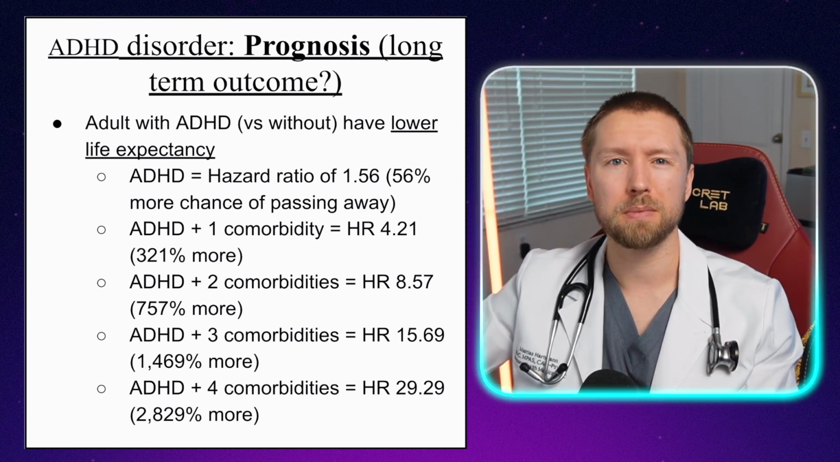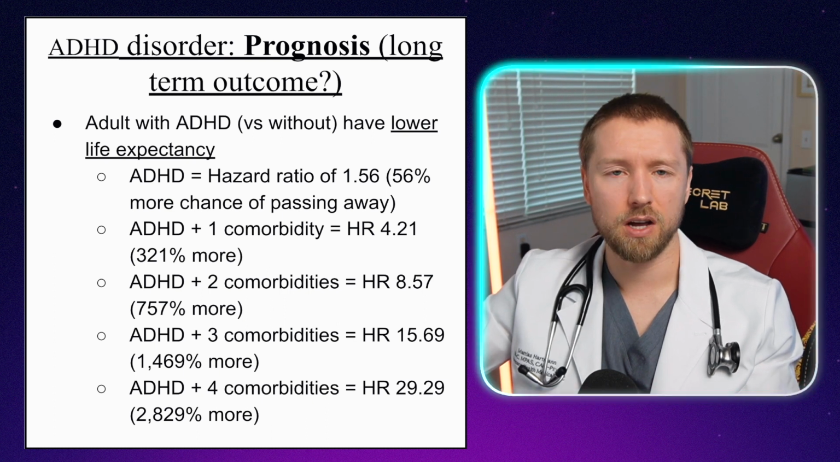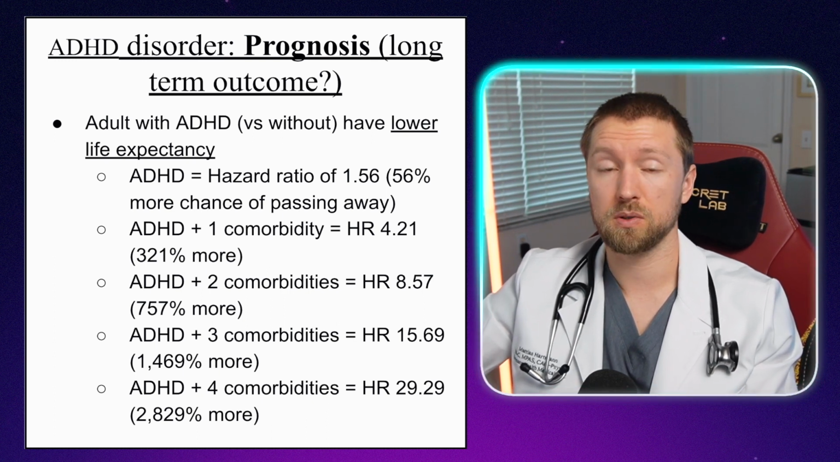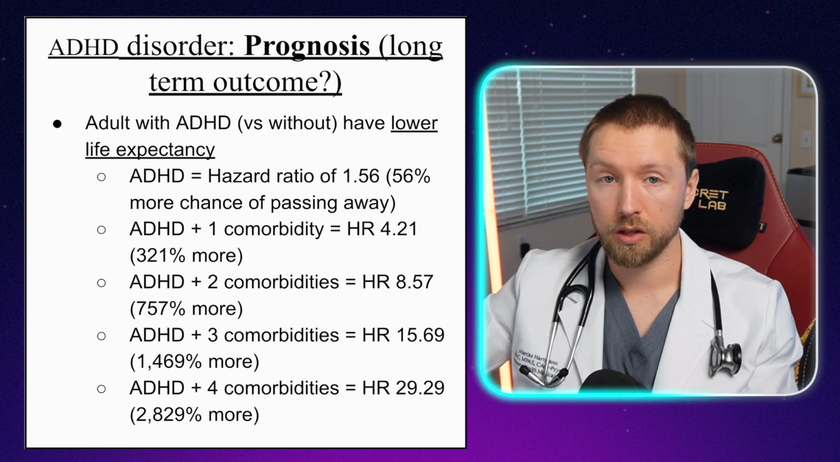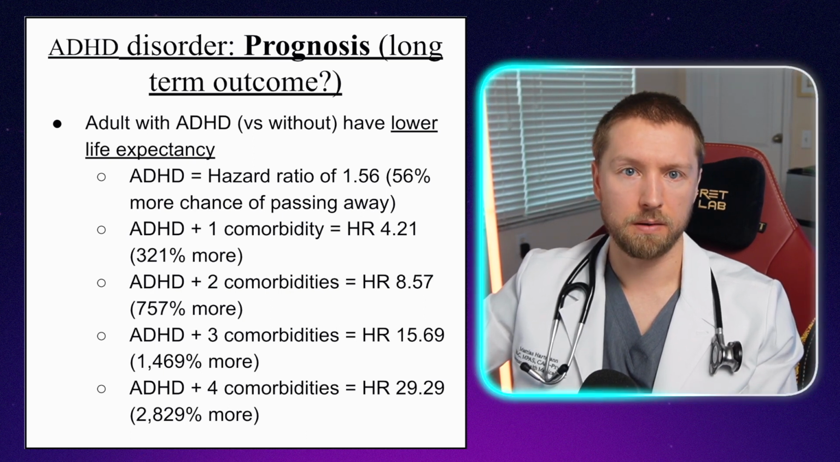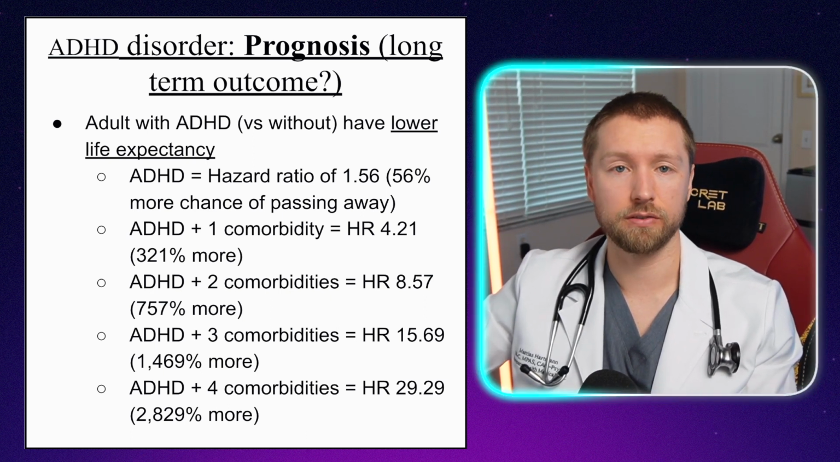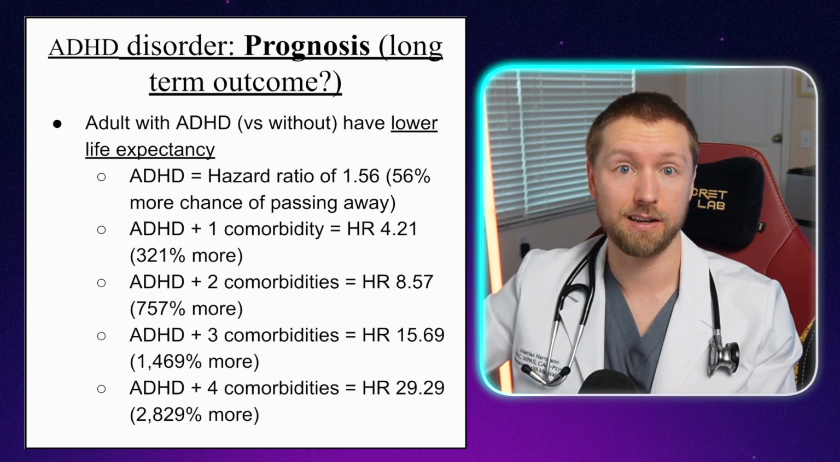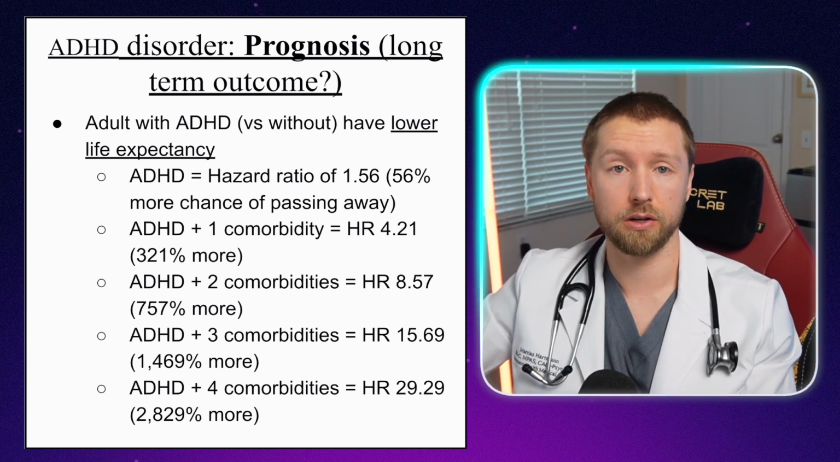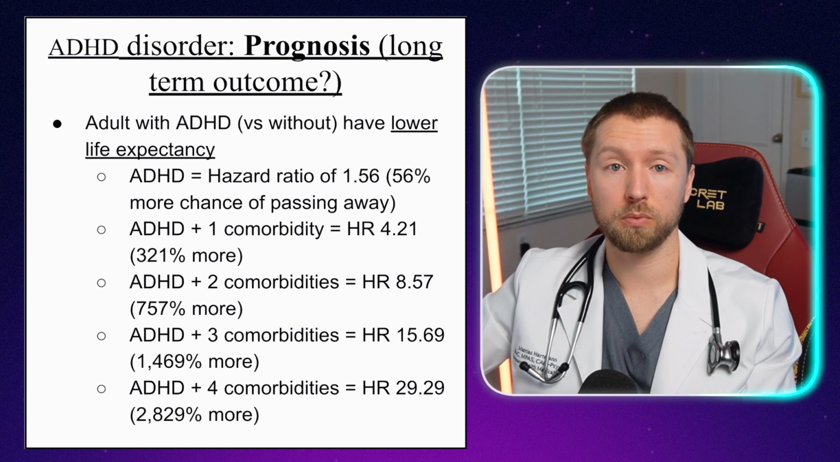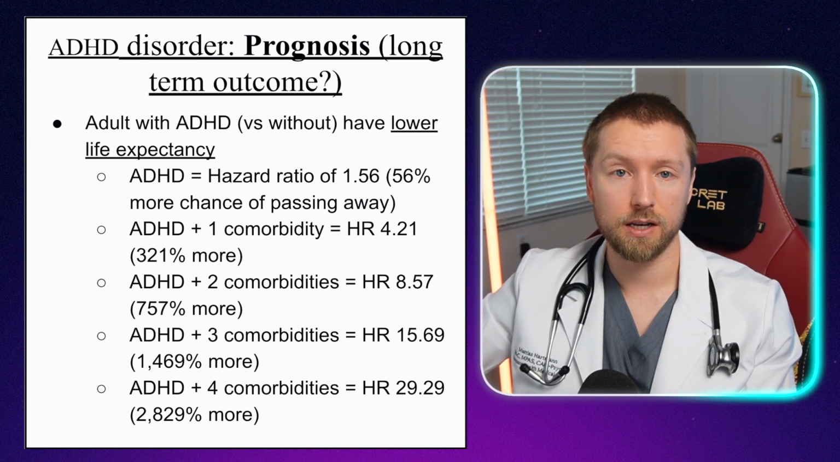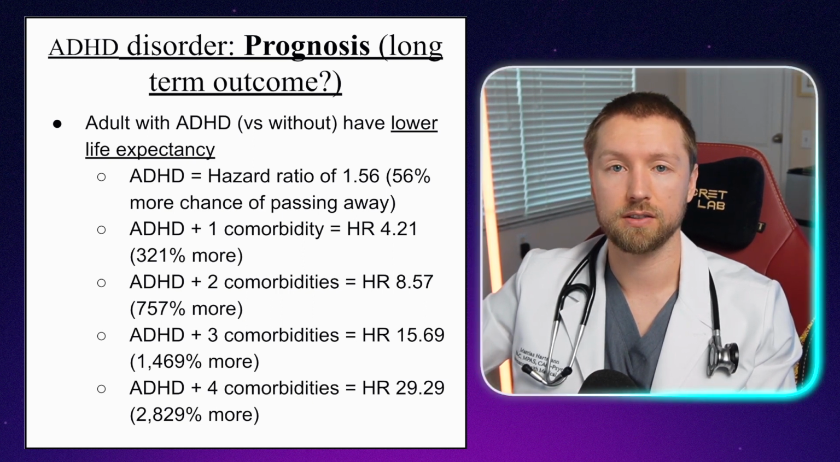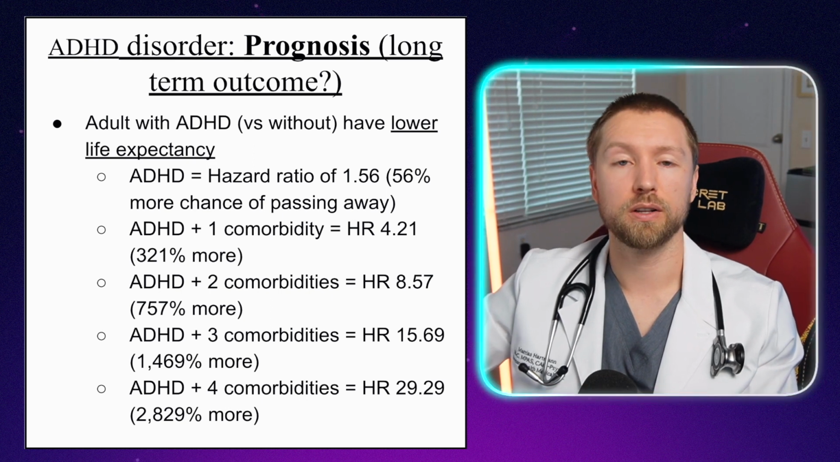ADHD with two comorbidities gives you a 757% higher likelihood of passing away. Three comorbidities makes you have a 1,469% more likelihood of passing away. And four comorbidities gives you a 2,823% chance that it's more likely that you're going to pass away.